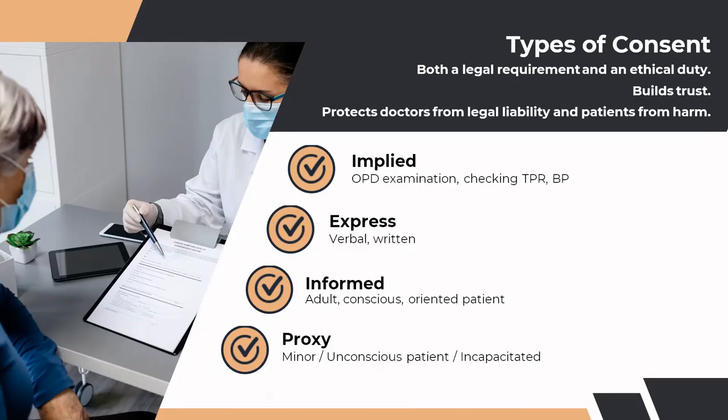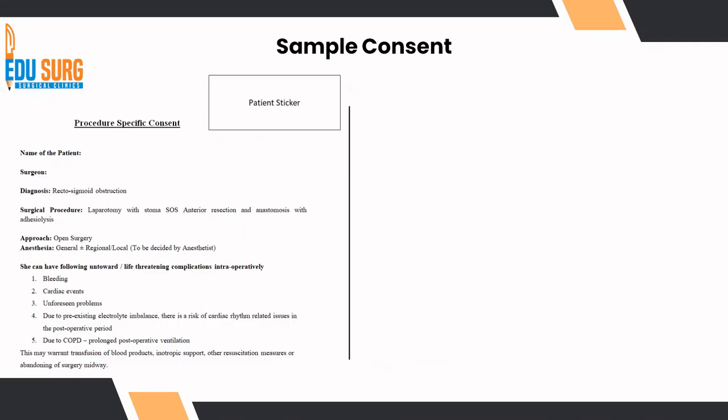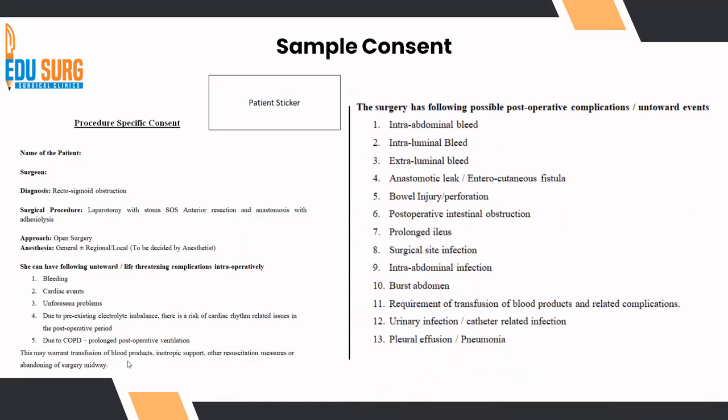Remember that consent is a legal requirement and an ethical duty, and it protects doctors from legal liability as well as patients from harm. So a sample consent of what we usually take, this is a procedure specific consent, starts with a patient sticker, surgeon's name, diagnosis, procedure, approach is open. So you discuss everything: anesthesia, what all complications are possible in the surgery, whether a blood transfusion is required, what are the post-operative problems? And remember that all this is discussed in the outpatient department, in our OPD, before this consent is signed.